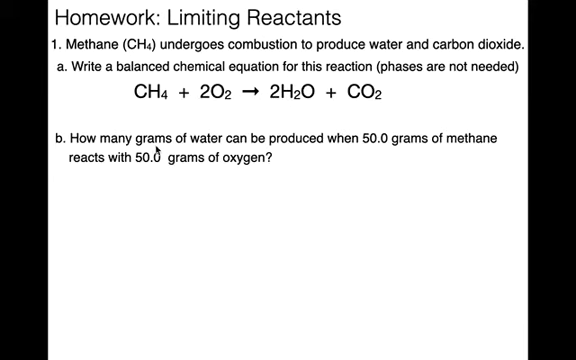Next question, how many grams of water can be produced when 50 grams of methane reacts with 50 grams of oxygen? Now, this is completely different than the problems you've seen before. In all the problems you've seen before, in stoichiometry problems, you were given a certain mass of one of the reactants and asked about something else, usually one of the products. You were never given masses of 2 different reactants. And that's what's new here. You're going to need to figure out which of the 2 reactants is used up completely, and that's going to be the one that determines the amount of water that can be produced.